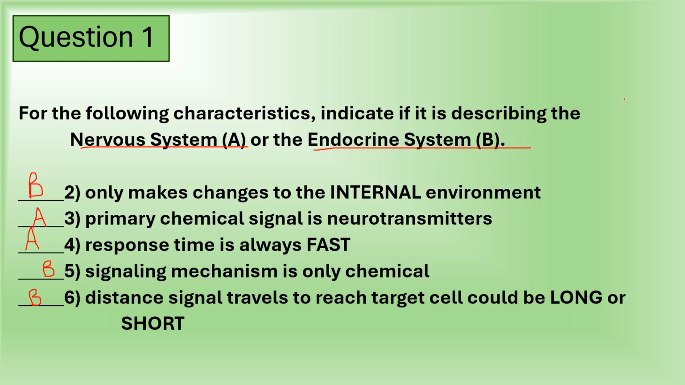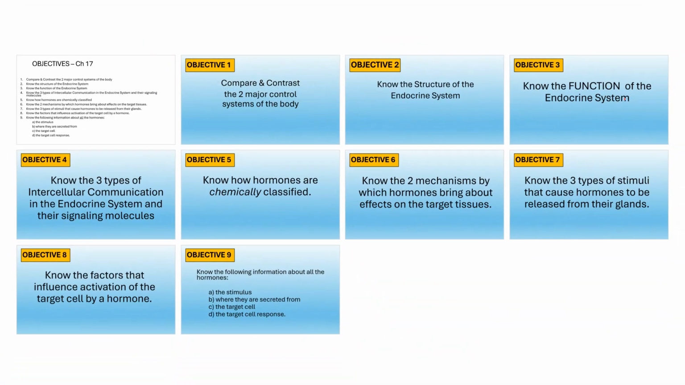Signaling mechanism is only chemical. Well, that's again, only being a keyword there. That's your endocrine system, B. And then distance traveled to reach target could be long or short. Well, that would be the endocrine system. And that concludes objective 1 from chapter 17.